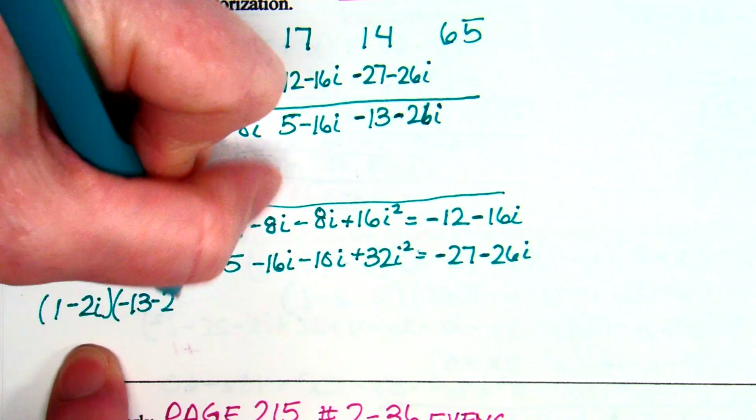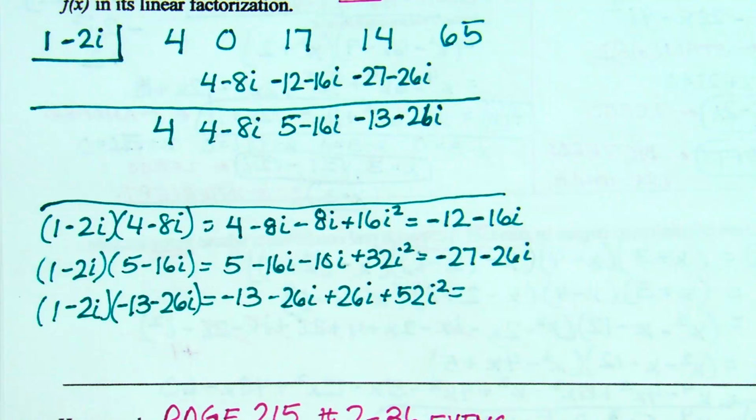They finally cancel. Negative 13 plus 52i squared, which is negative 13 minus 52. Negative 13 minus 52, negative 65. And 65 plus negative 65 is 0. I guess I should have known because they gave it to us. They gave it to us as a 0, so it has to work.